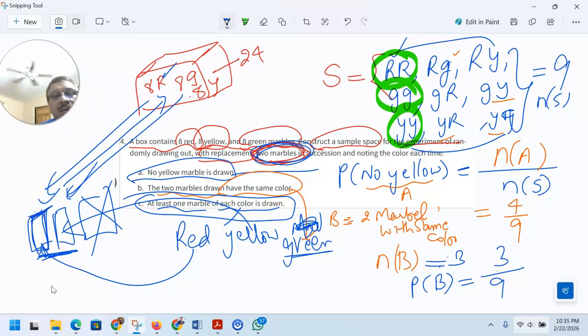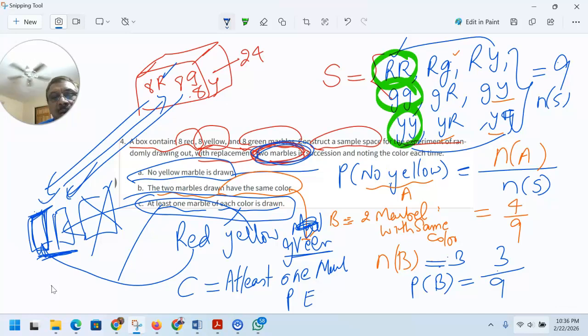So if I call this C, at least one marble of each color, that means the probability of having each color is, because there is no outcome favoring it, out of 9, there's nothing, 0. So the answer is 0.